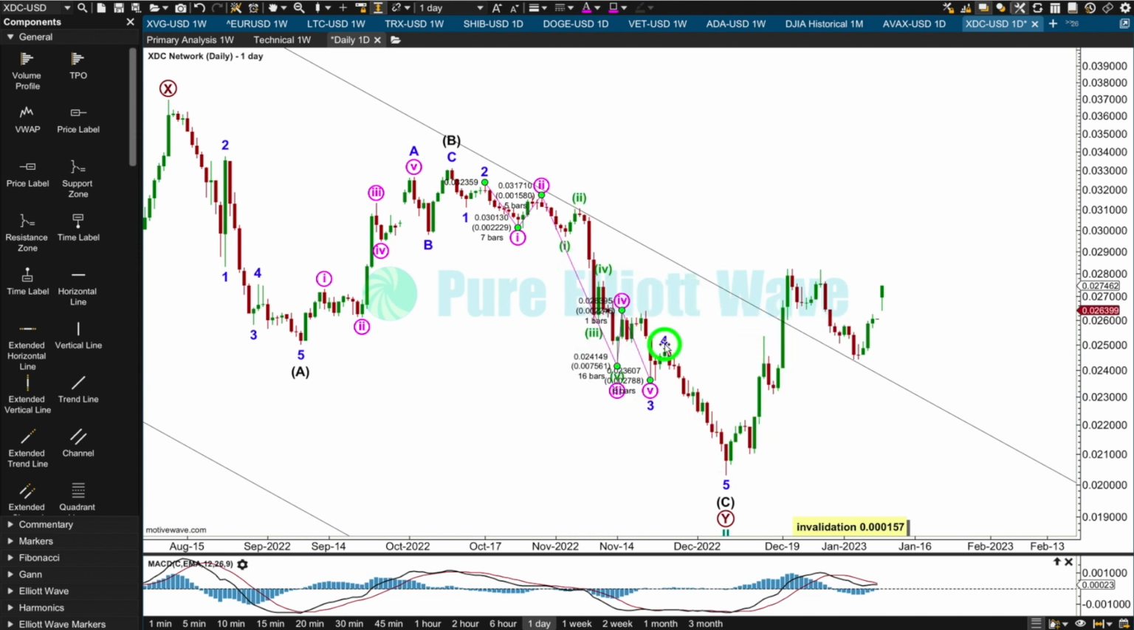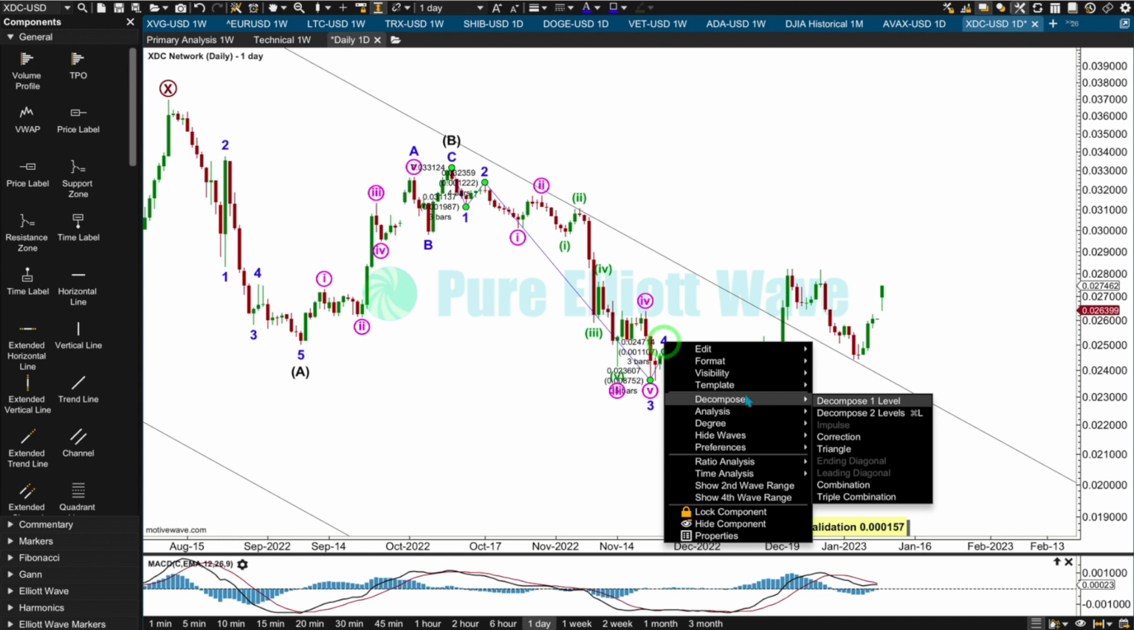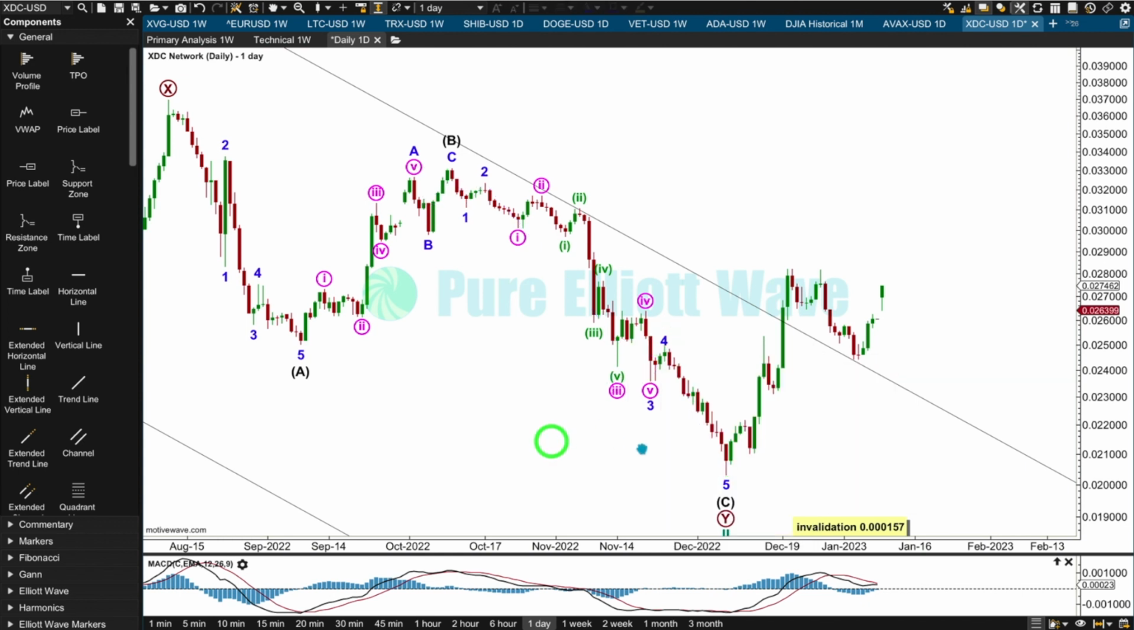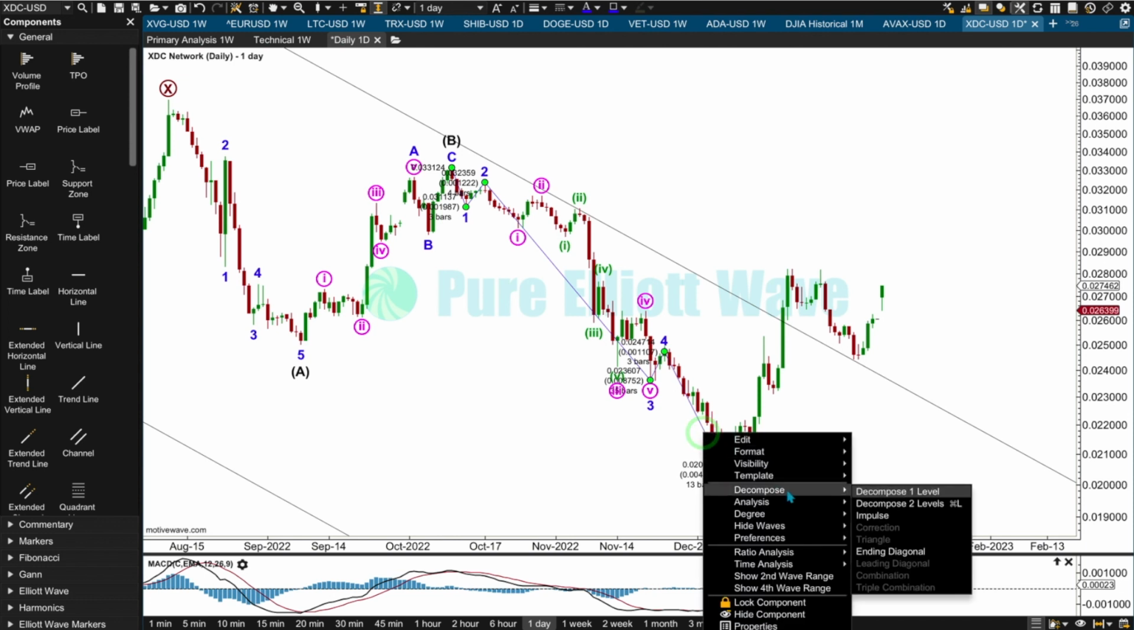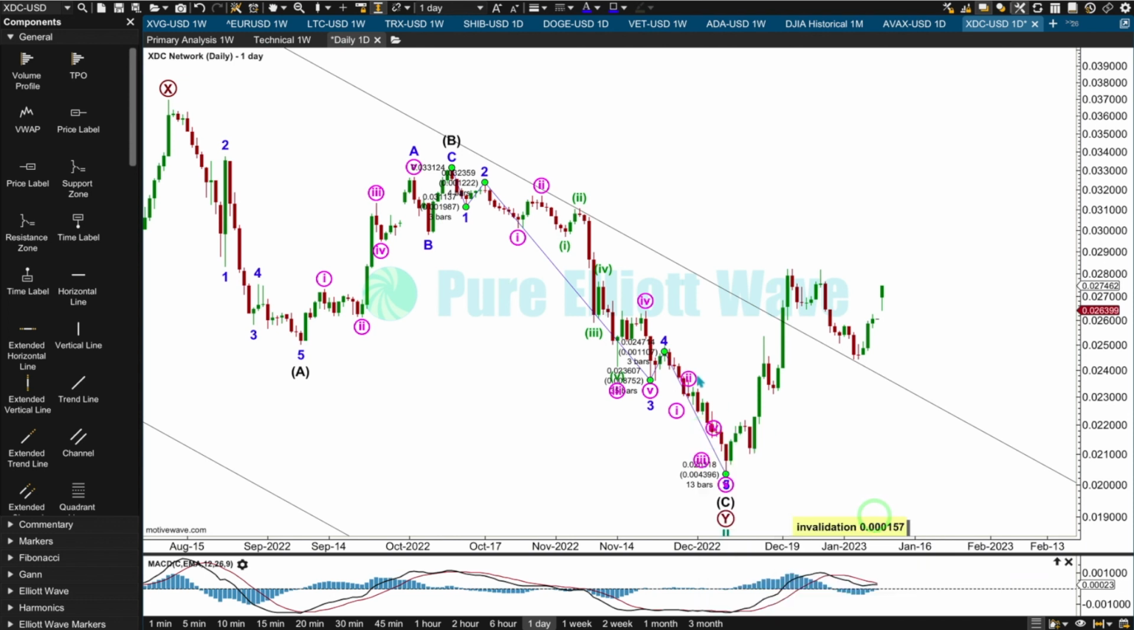Okay, so I'm using a Mac, so when I go to decompose, I'm using control click. I think on Windows it's right click. And when I decompose a wave, I put my cursor over the line. So I want to decompose minor 5. So I click on one of these minor degree waves and I see the blue line. So I know I've selected minor degree. Control click or right click, decompose impulse.